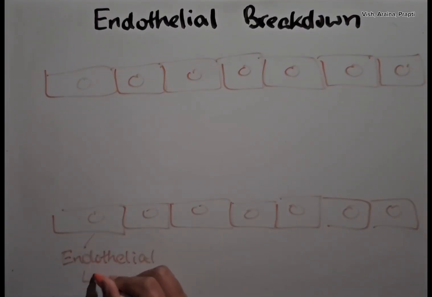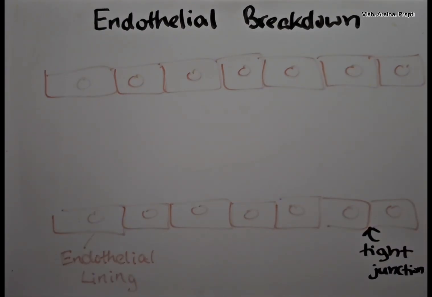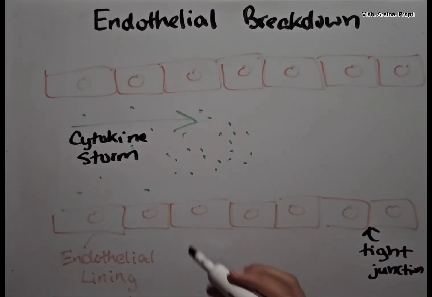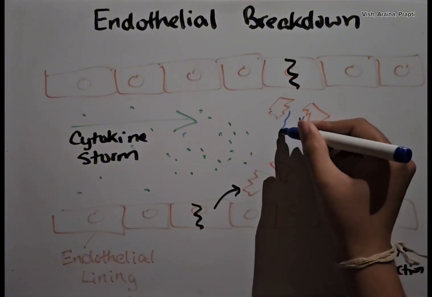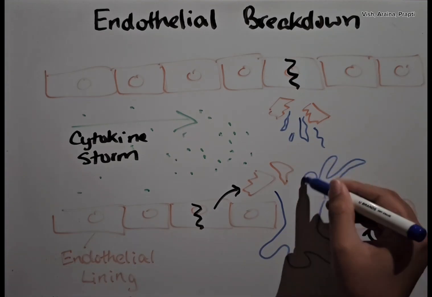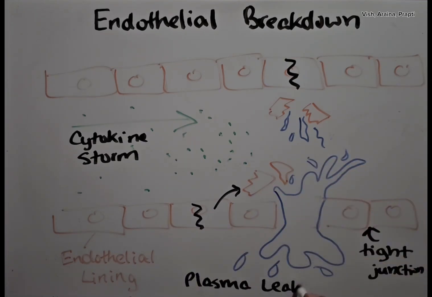Under normal conditions, endothelial cells are held together by tight junctions that maintain that stability. However, the cytokine storm disrupts these junctions and causes plasma leakage out of that vasculature and into surrounding tissues. And this is what can cause severe complications that we will be discussing next.